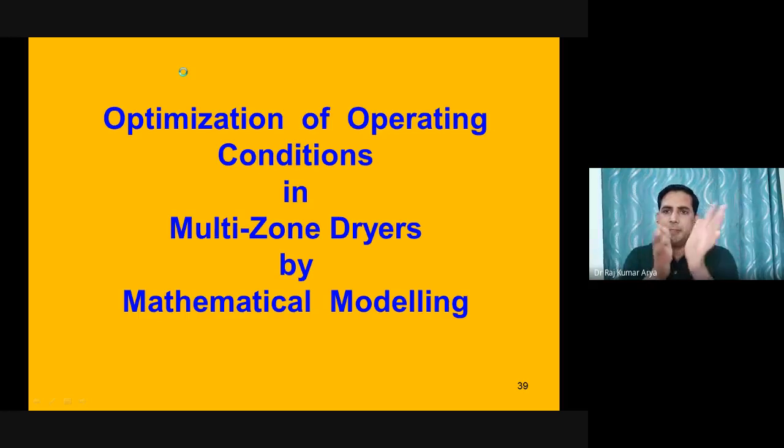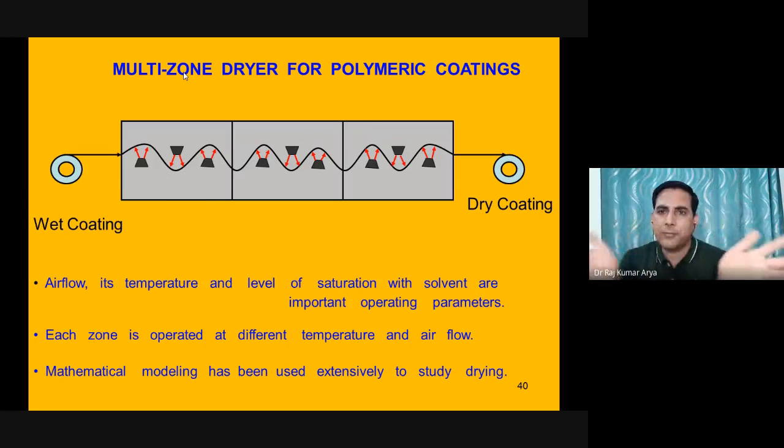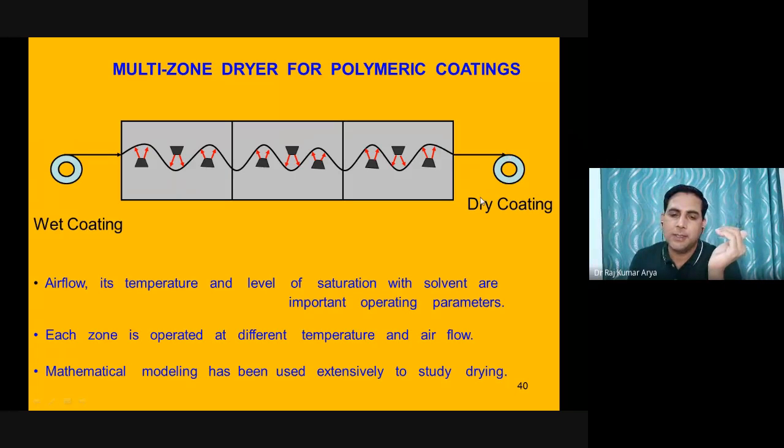Once you apply and make a film, the film on an industrial scale needs to be dried in dryers. This is a typical dryer. The film is moving on a web, which means it moves on rollers, at some RPM. At this end you are getting a wet film, and at this end you are getting a dried film. In between you have a dryer.